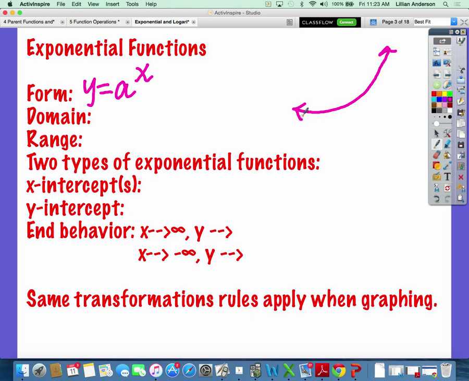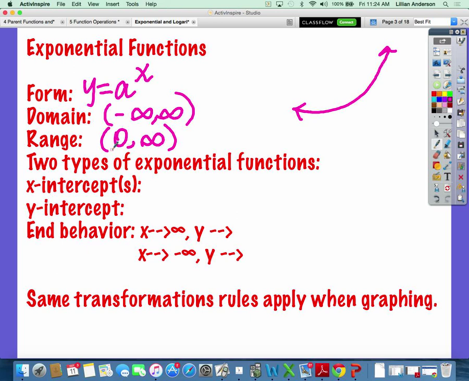Okay, so what's the domain of the exponential function? Yes, negative infinity to infinity. There are no restrictions along the x's, so what about your range? 0 to infinity. My question is, is 0 included? No. Yes, there's an asymptote at the x-axis, so no, 0 is not included. Just everything higher than 0. This is your most basic exponential function.